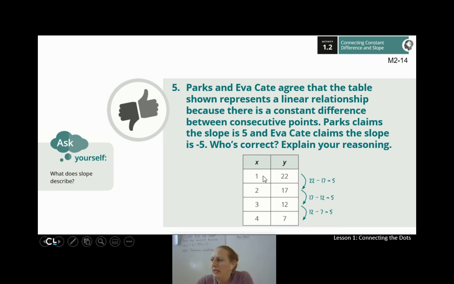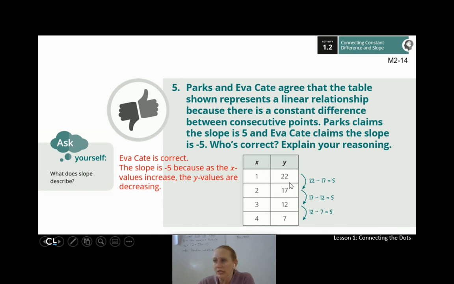I'm noticing that as x is going up, my y is going down. Oh my gosh. So I'm actually subtracting 5 to get to the next one, aren't I? So that means Eva Kate is correct. Our slope is -5 because as my x values are increasing, my y values are decreasing. Yeah, it looks like the pattern is -5, -5, -5. So my slope is a -5, not positive.